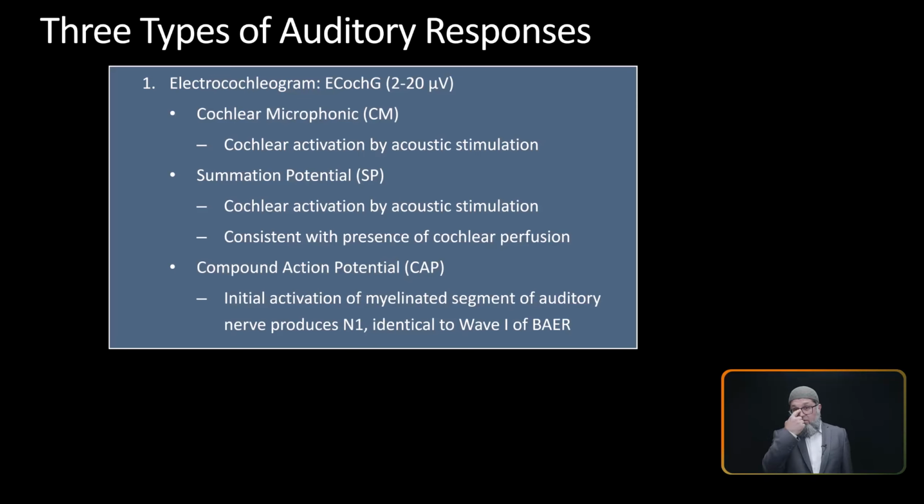Cochlear microphonic, or CM, is cochlear activation by auditory stimulation. Summation potential, or SP, is activation again by auditory stimulation, and they are consistent with the presence of cochlear perfusion. So they are consistent with the blood perfusion. Compound action potential is an initial activation of the myelinated segment of the auditory nerve. It is labeled N1, which has the same latency as wave 1, but it's not wave 1. So this is the component from ECOG, electrocochleogram, and it is known as N1.